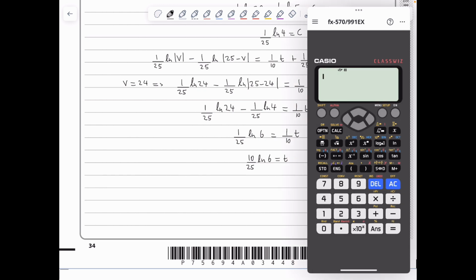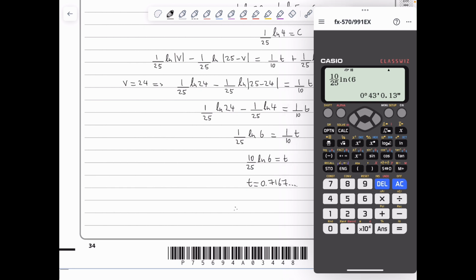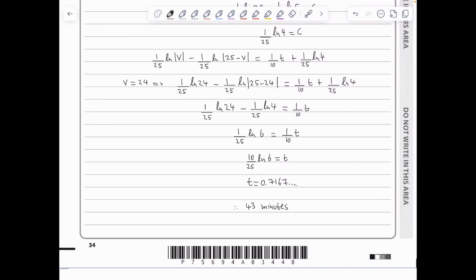So let me go on my calculator. 10/25 ln of 6. This is the value of t. So t is equal to 0.7167... Remember, t is the number of hours. We're asked to give the time in minutes, so I will simply press the button below the square root. This will convert the decimal into hours and minutes and so on. We're looking at 43 minutes 0 seconds, so we conclude that the time taken to reach a volume of 24 microliters is going to be 43 minutes.